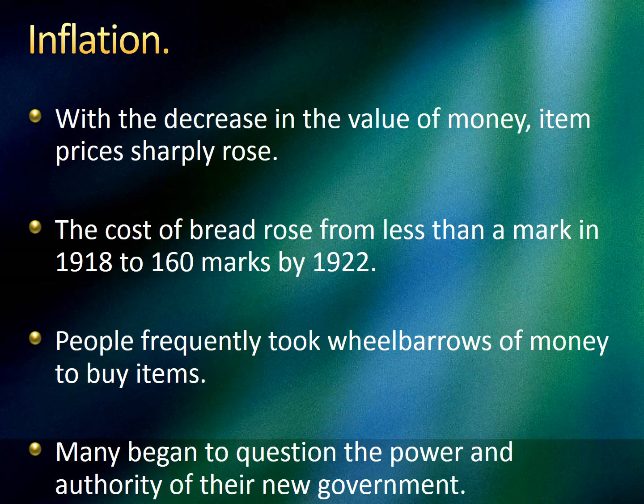As the money continued to decrease in value, item prices began to rise. So you have a decrease in money value and a rise in the cost of items, and this is what we call inflation, a sudden rise in prices. For example, the cost of bread in Germany rose from less than one mark, Germany's former currency at the time, in 1918 to 160 marks by 1922. That's a big jump in 4 years.